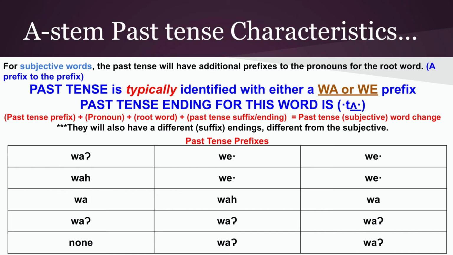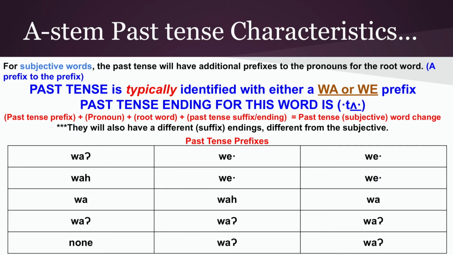Okay, so A-stem past tense characteristics. For subjective verbs, the past tense will have additional prefixes to the pronouns for the root word. So this is a prefix. Essentially, we call it a prefix to the prefix. The past tense is typically identified with a wa or a way. I mentioned that in the last slide. The past tense ending for this verb only is done.